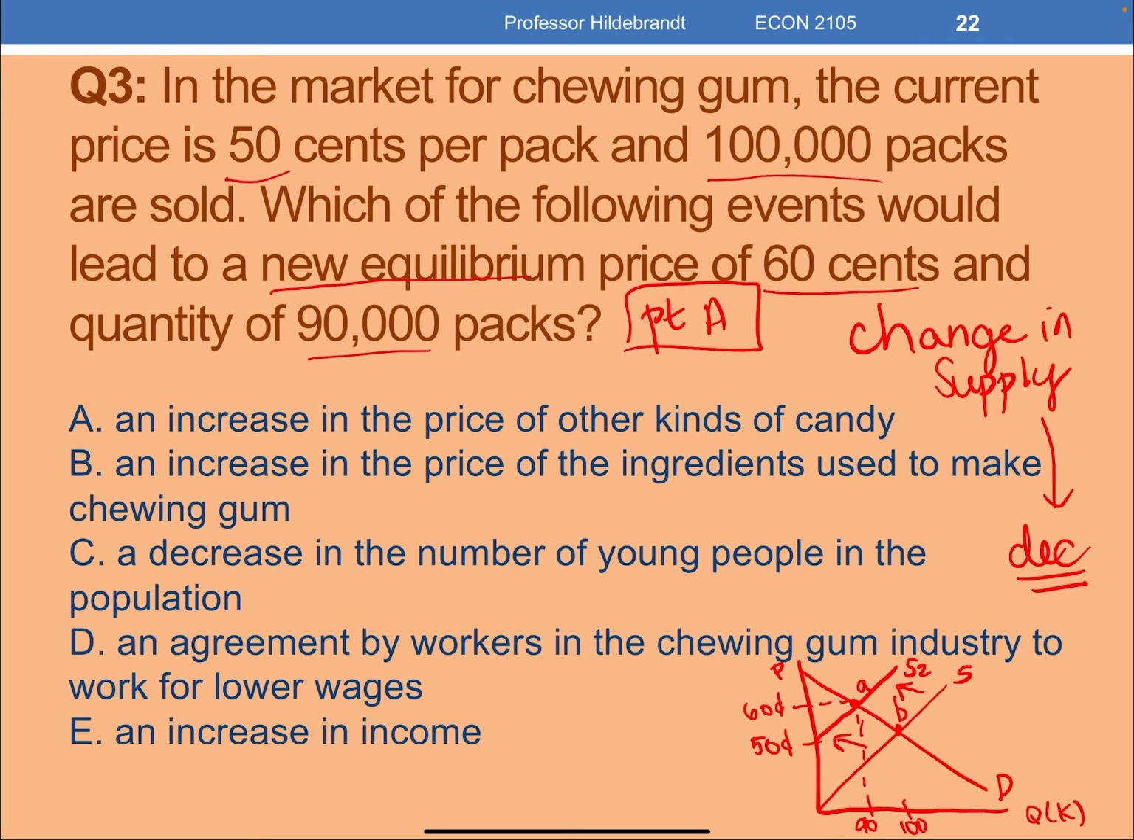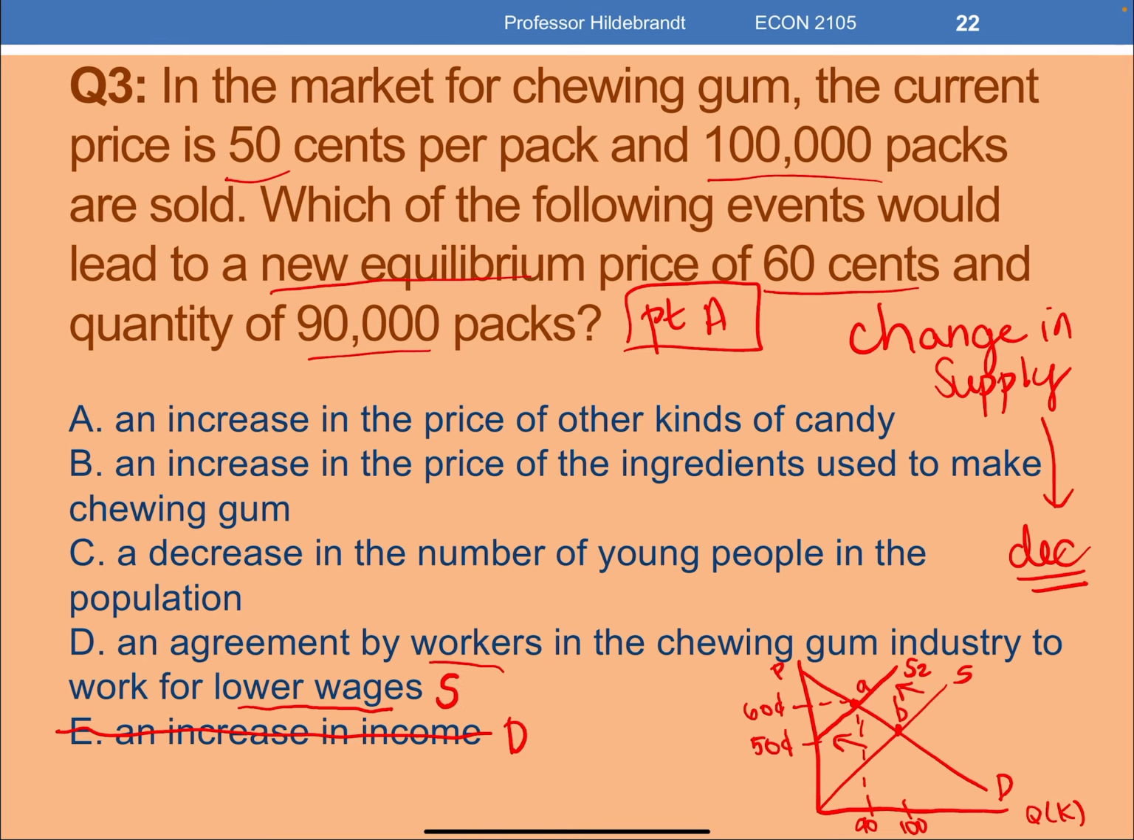Again, how am I going to rule some things out? I'm going to start by finding anything that I know talks about demand, and that will not be the right answer. So I look and I'm just going to start at the bottom here. E, an increase in income. That impacts demand. Not what I'm looking for. D, an agreement by workers to work for lower wages. Okay, that's a resource. Workers in that industry, that does impact supply. We'll come back to you.